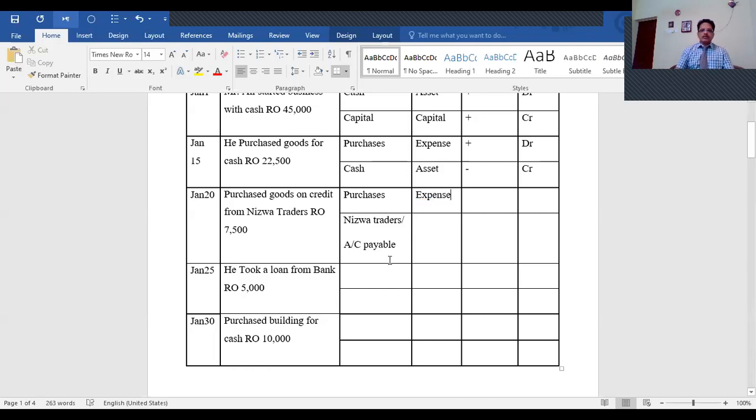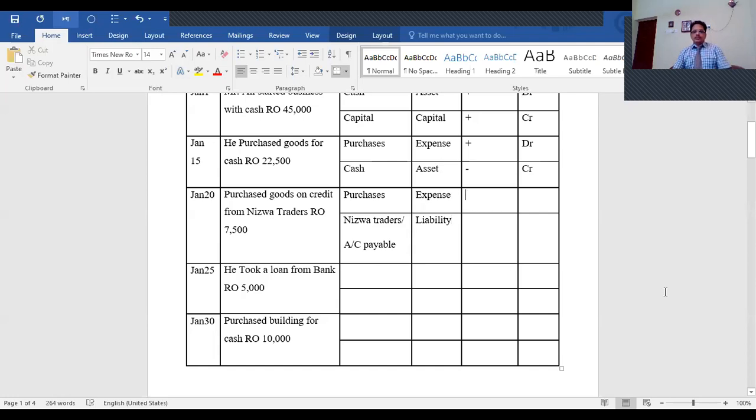Niswa traders or account payable is a liability. Your mas'uliyat. So you have to write liability. So that is very important. You purchase goods from Niswa traders on credit. You didn't pay money, so it is a liability. Now you got expense and liability.